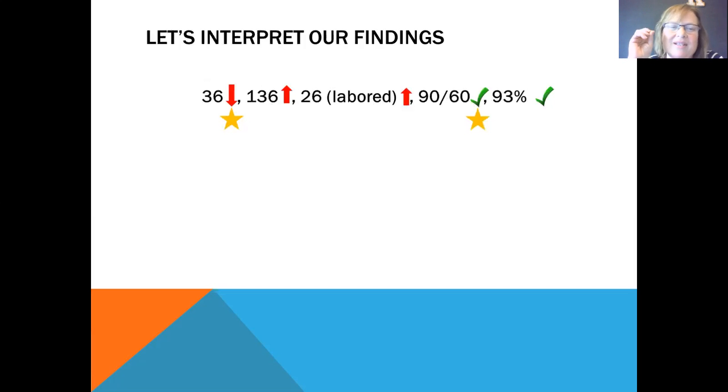So it's important to recognize 36 may be a little bit below normal, but probably it's within a range that I would find likely acceptable given everything else. So what I'm going to do is put an arrow down and a little star that says, yes, it's down, but I'm just not sure that that's something I pay attention to or not.